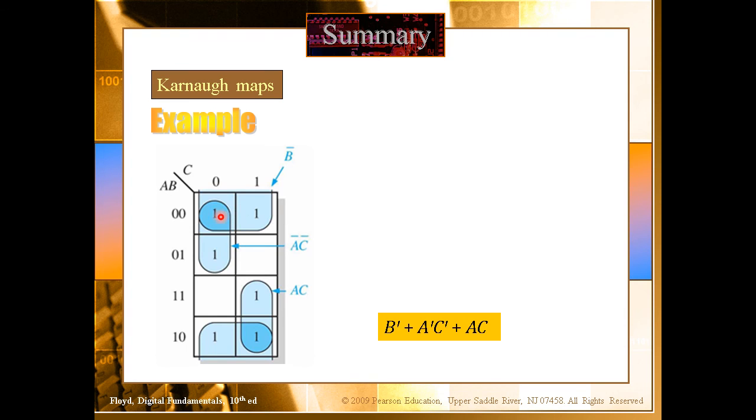For this vertical group here, A prime is not changed. So we kept A prime. And C prime is not changed, right? So that's why the expression is A prime, C prime.